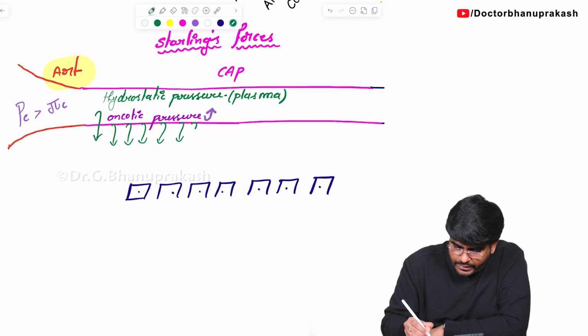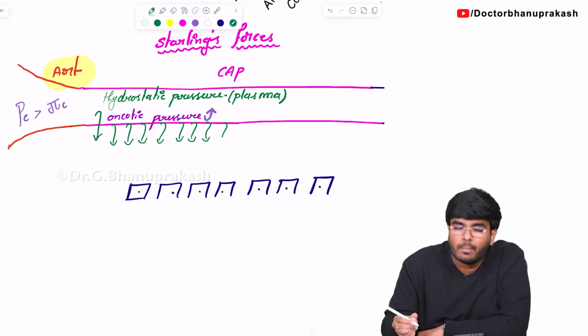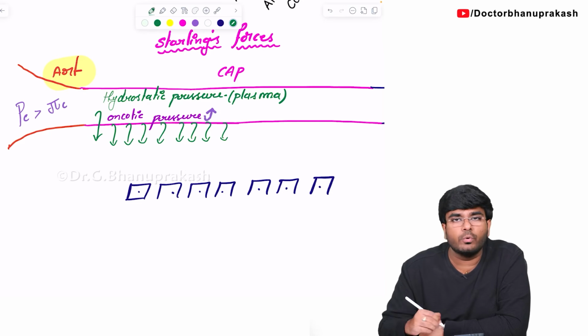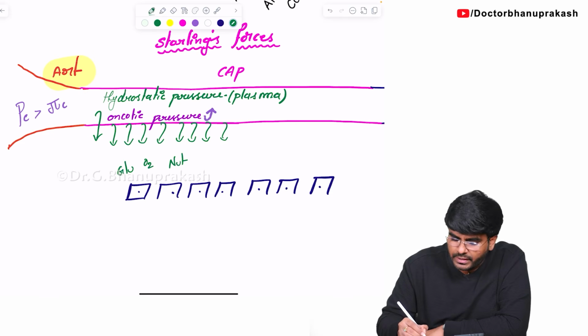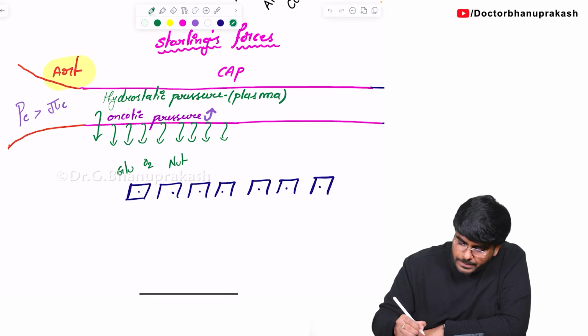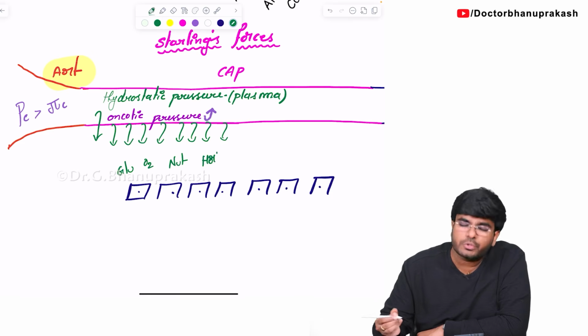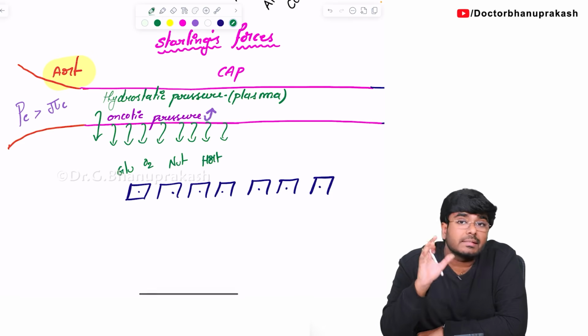The fluid, the plasma, is trying to come out of the blood vessel, and where is this fluid going? The fluid is going to the tissues. It is bringing the oxygen to the tissues. It is bringing the nutrients to the tissues. It is bringing the glucose to the tissues. It is bringing the hormones to the tissues. So, yes, this is good.